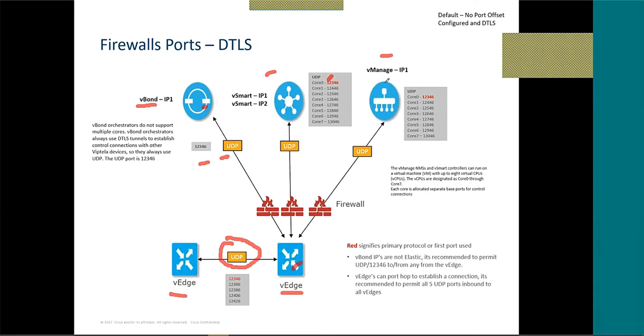So when the vManage is initialized with 8 cores, so core 0 to core 7, the first UDP session is on port 12346, again 12446, 12546, 12646. Like each core will be with one dedicated UDP session initialized. The same way with vSmart, with each core, one DTLS session will be initialized. Okay, so the vBond orchestrator does not support multiple cores.